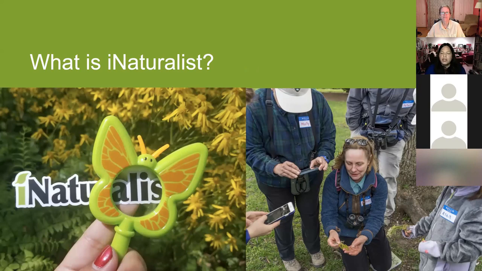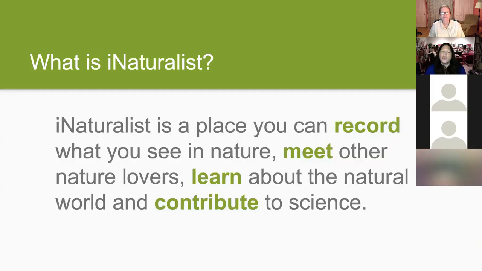And here she is actually during a City Nature Challenge event. This is a tree identification walk on the Capitol grounds. We have everyone standing around with iNaturalist poised and ready to go as she's showing us seeds to take pictures of so that we can identify trees. So iNaturalist is a place where you record what you see in nature. It's very social, so you're meeting other nature lovers, and I'll talk about how you can do that, how you can learn about nature, and then by contributing to science.